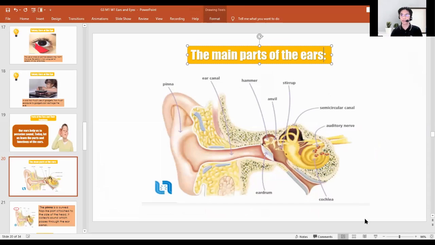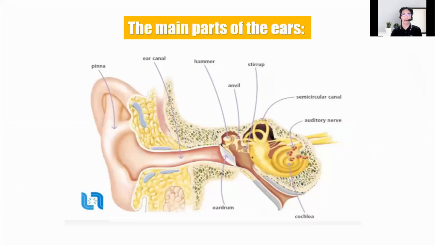the pinna, the ear canal, the hammer, anvil, and stirrup. We refer to this as the 3 small bones. The eardrum or the tympanic membrane, the semicircular canal, the auditory nerve, and the cochlea. Let's learn the functions of these parts.